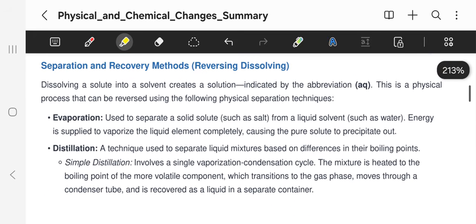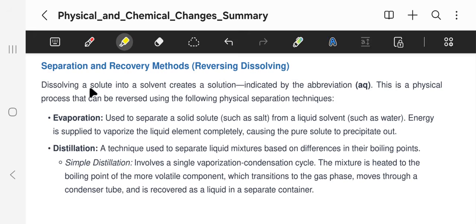Now we move on to another key part of this lesson, the separation and recovery methods, or reversing dissolving. We have different types of changes that will take place here, and those ones are going to be called reversing dissolving.